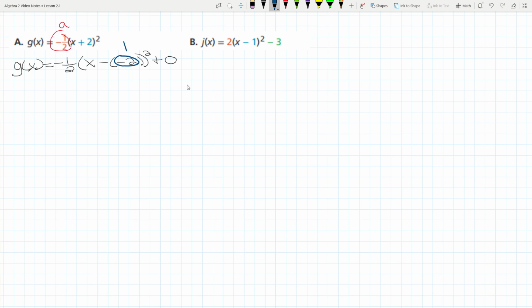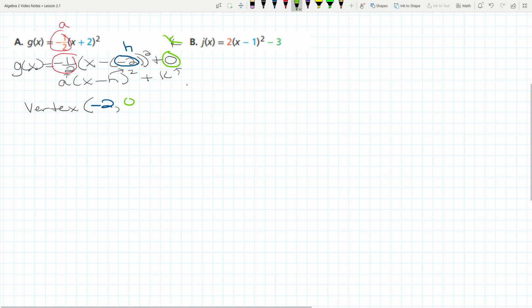So this is h. We know what A is. And now we know what K is. So remember that the vertex form was A times x minus h squared plus k. So now we know these guys. So that's why I rewrite it in that form. So now we basically know the vertex. So let's go ahead and write out the vertex. So the vertex is -2 for H and 0 for K.